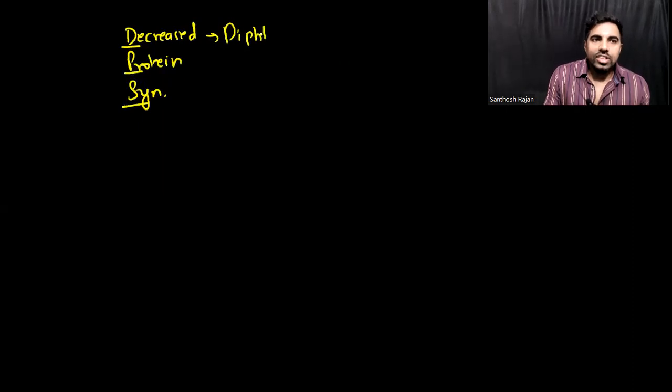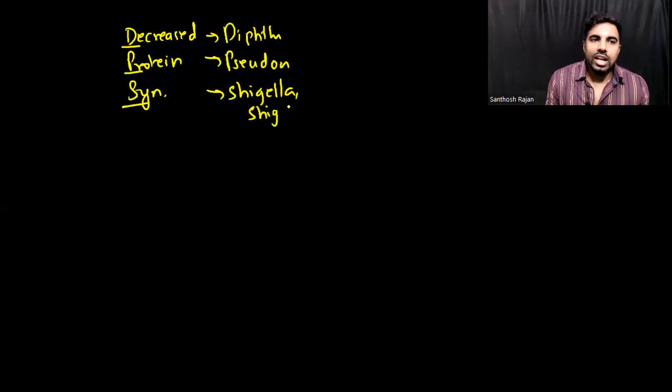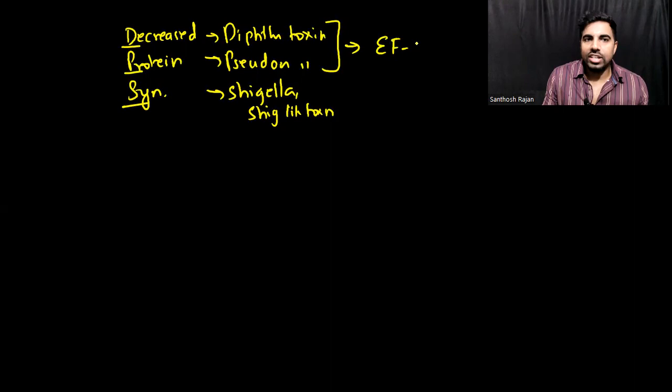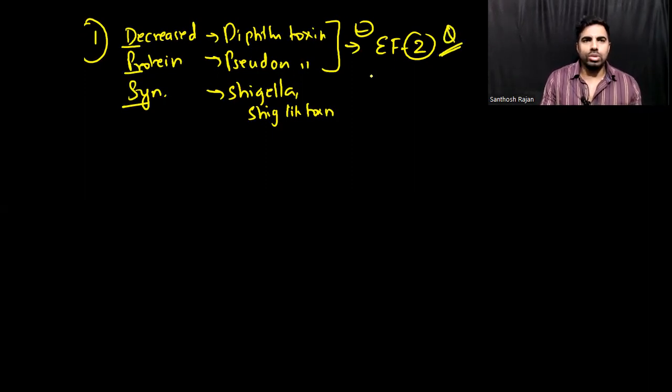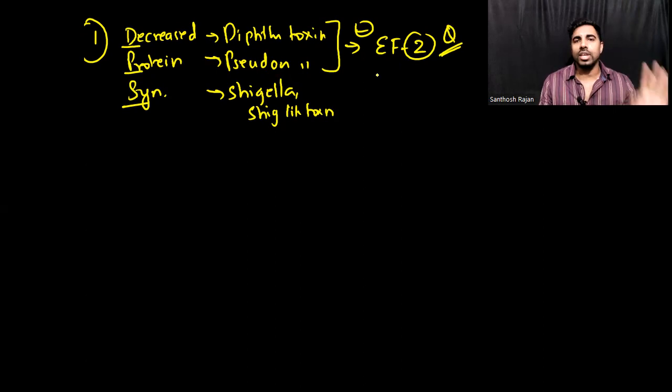Diphtheria. And the other one is Pseudomonas. And Shigella and Shiga-like toxin. Both toxins. Here, diphtheria toxin and Pseudomonas toxin, that's it. The mechanism of these two is EF2 factor inhibition. Repeatedly asked question. This is the first mechanism. So, a question will definitely come. Diphtheria and Pseudomonas EF2 factor is repeated 100 times, I think, in all the exams.